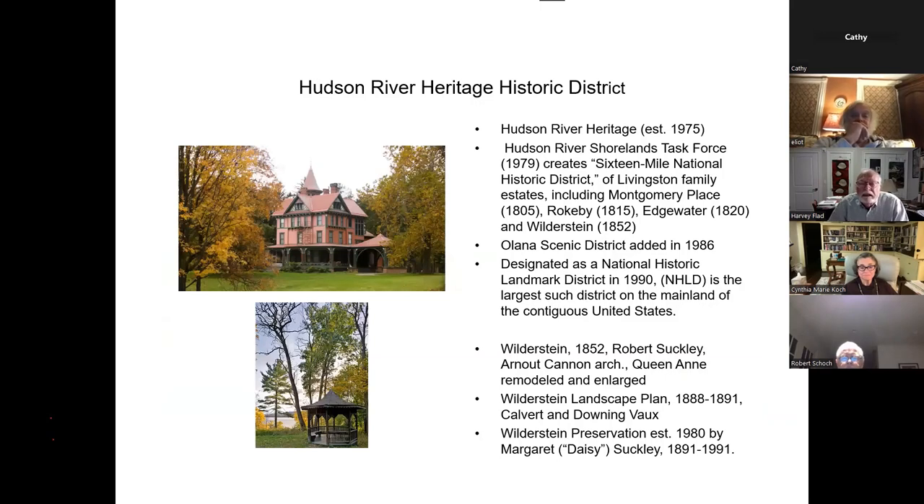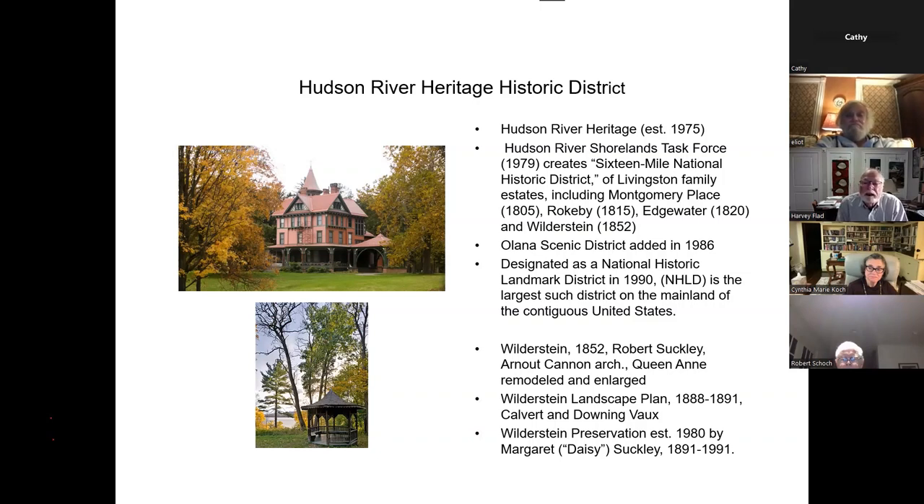And it is one of a number of examples of volunteer efforts to preserve the landscapes and architecture in the Hudson Valley. The Hudson River Heritage, which was established in 1975, as you see, set about placing many of the estate properties on the National Historic Register. In 1979, they organized the Hudson River Shorelands Task Force, which linked them together as the, quote, 16-mile National Historic District, which was the longest historic district in the United States at the time.